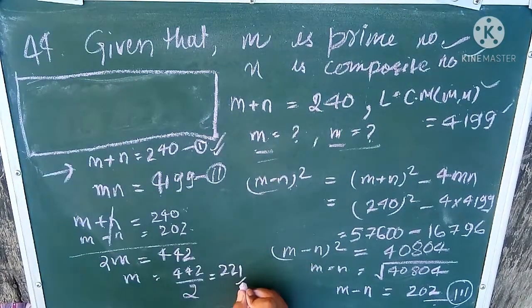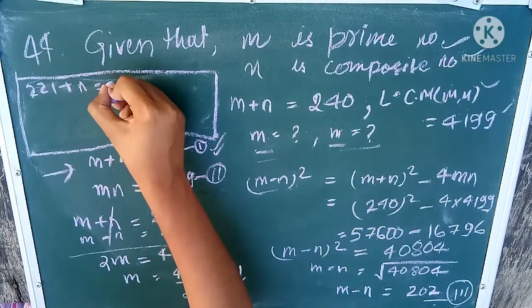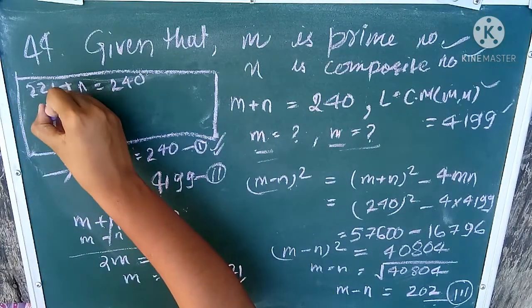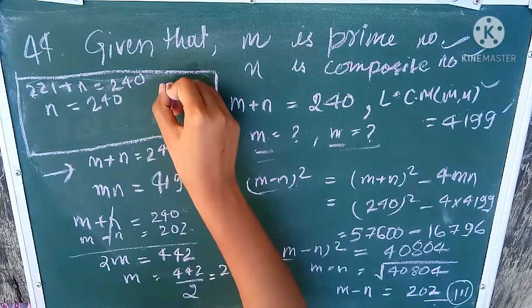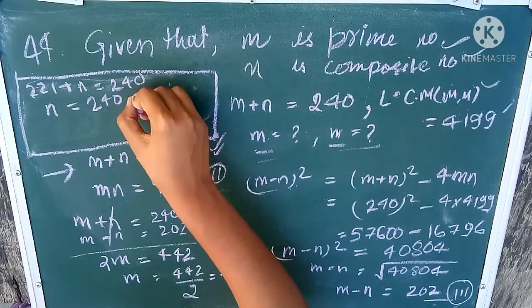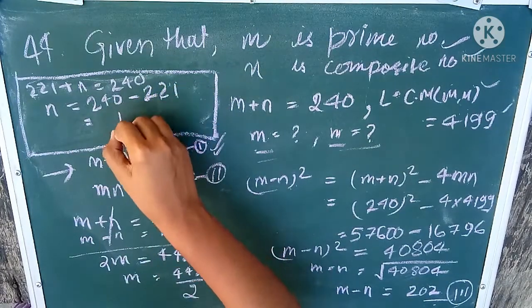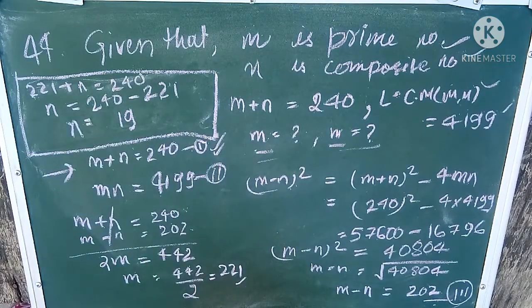We have the value of m equal 221 plus n equal 240 according to equation 1. Now n is equal to 240, and when the value goes to the opposite side of the equal sign, the sign will change, so minus 221. After solving this, we will get 19. So we can say that the value of n is equal to 19.